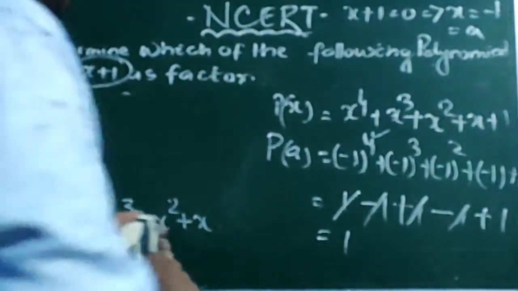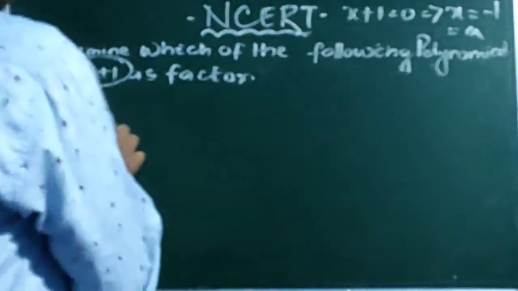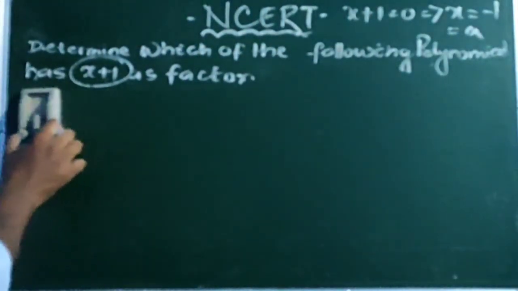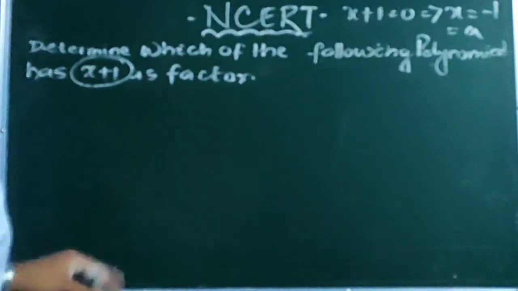This is all about the factor theorem, and this is the method through which we can check whether a polynomial is a factor of a given polynomial.